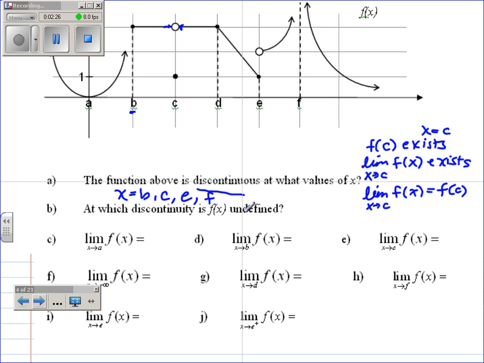Which discontinuity is f of x undefined? Here we have a definition, here we have a definition, here we have a definition. All the closed-in circles. At f, however, there is no value assigned to the function.